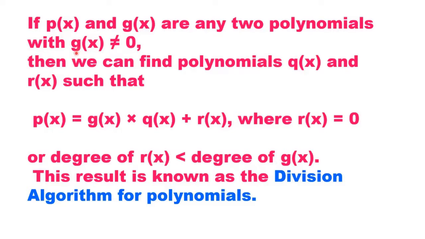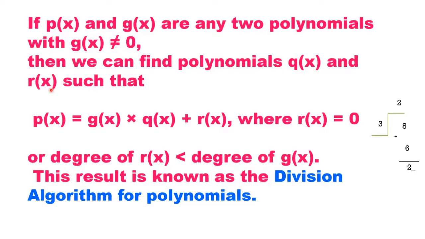And you always know that the divisor can never be 0. Otherwise, how will you divide? So the divisor will not be 0. Therefore, g(x) is not going to be 0. See here, g(x) is 3. It cannot be 0. Now we are going to find two other polynomials, q(x) which is the quotient and r(x) which is the remainder.